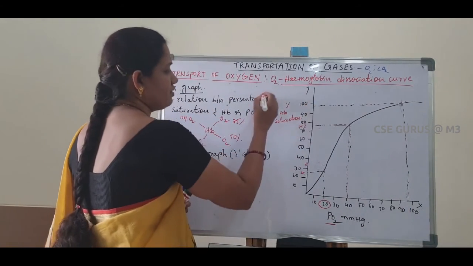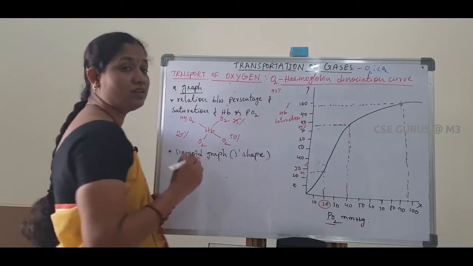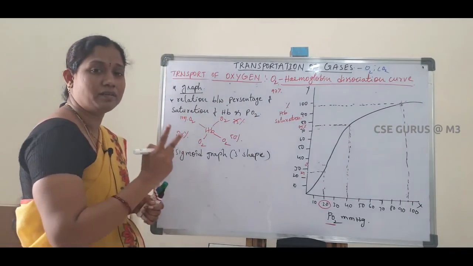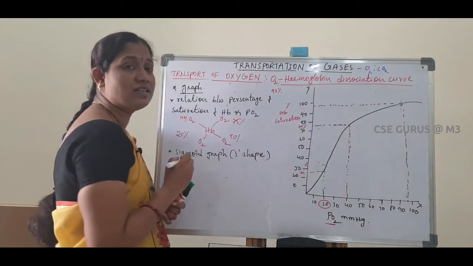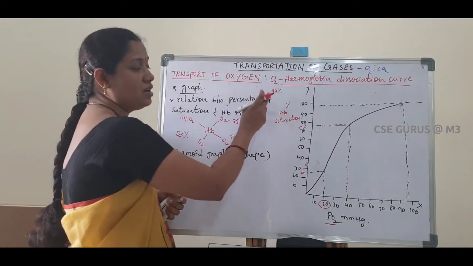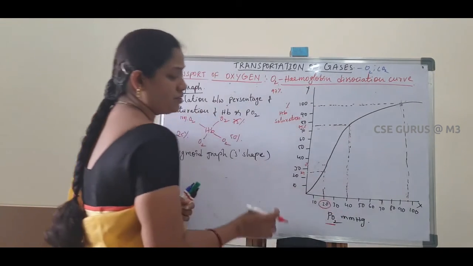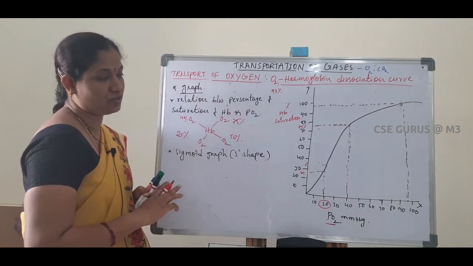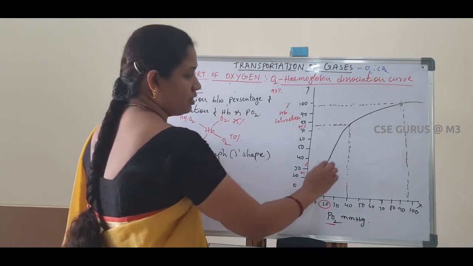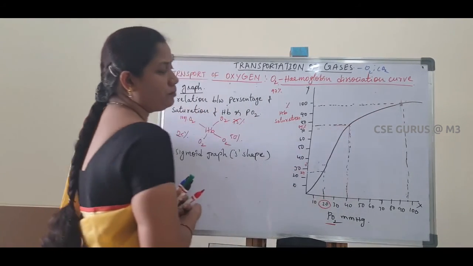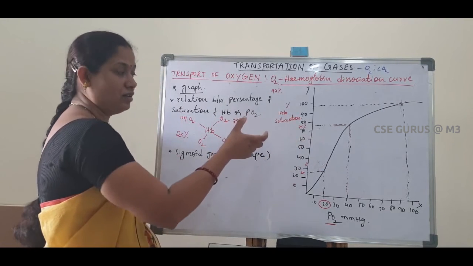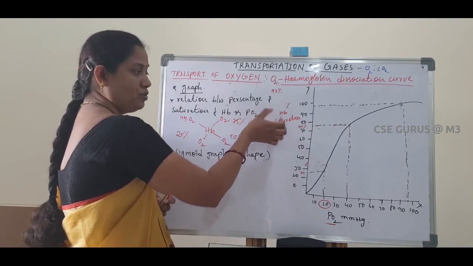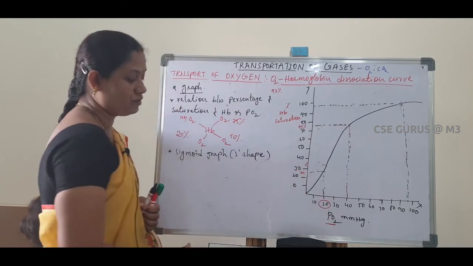100 means 97% saturation, because 3% of oxygen is carried in the dissolved state. That's why we say 97% saturation takes place at 100 mmHg partial pressure of oxygen. So we get a sigmoid shaped curve. This curve explains the relation between hemoglobin saturation and partial pressure of oxygen.